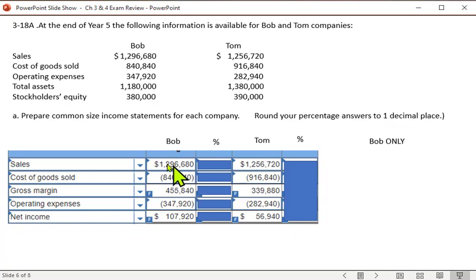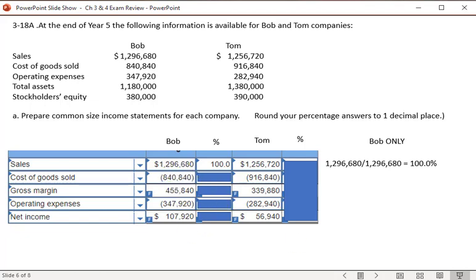So if you take 1,296,680 and divide it by 1,296,680, you should get, that's right, you should get 100%. And again, that's how we did that. We're going to take every one of these numbers in the column here that's under Bob's income statement numbers, and we're going to divide them all by sales to see what percentage they represent of sales.